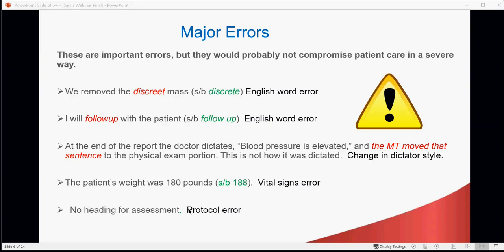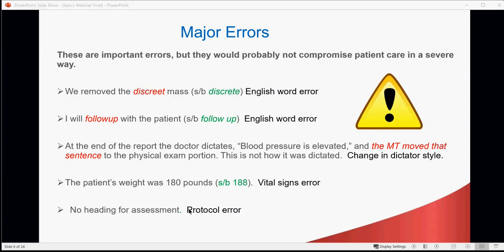At the end of the report, the doctor dictates, blood pressure is elevated, and the MT moved that sentence to the physician exam portion, or I'm sorry, the physical exam portion. This is not how it was dictated. This is called a change in dictator style.